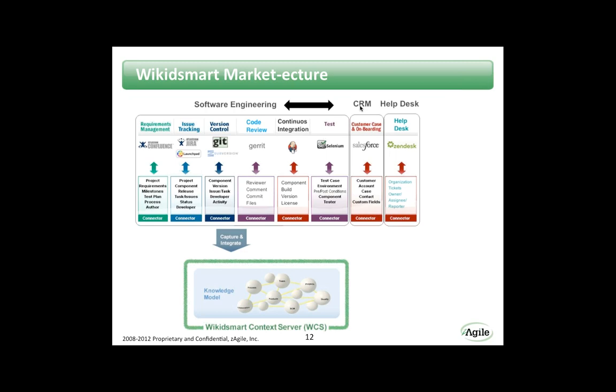Now, very importantly, the colored areas with the arrows are the key concept of how Wikidsmart works in action. Each one of these box areas says connector underneath. On the left, it says green connector, and then the next one is a blue connector, and so on. These are the contextually relevant attributes that the connector for each application and tool imports from the different applications and tools. It captures and integrates those, and maps them to the knowledge model that you see down below in the Wikidsmart Context Server. And this is where the magic happens.